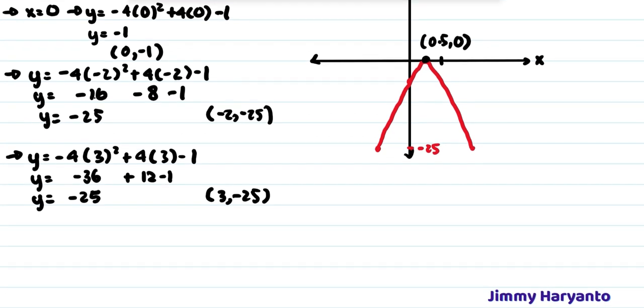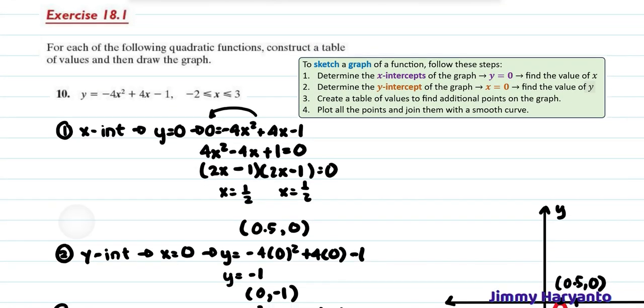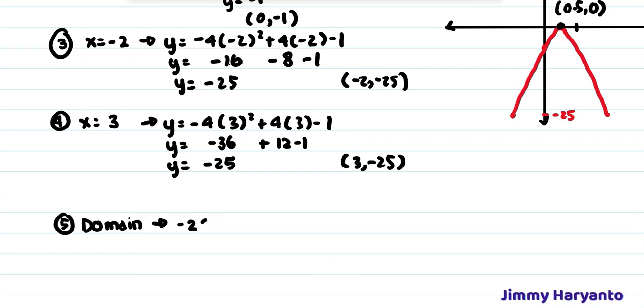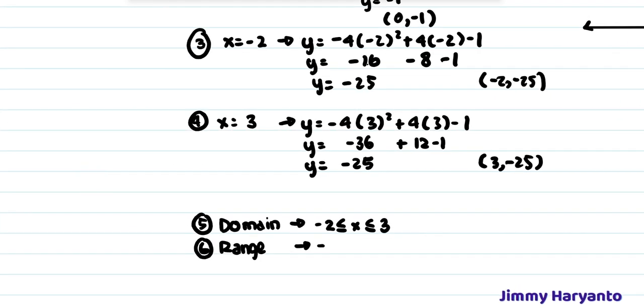And then the domain and range. The domain is already given in the question. What is it? From negative 2 until 3. So negative 2 less than or equal to x less than or equal to 3. And then the range. The range will be starting from negative 25, the lowest, varies to 0. So negative 25 less than or equal to y less than or equal to 0. There we go. These are the answers.